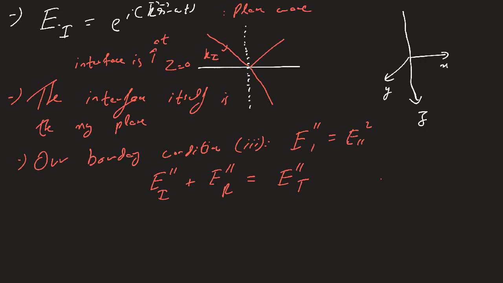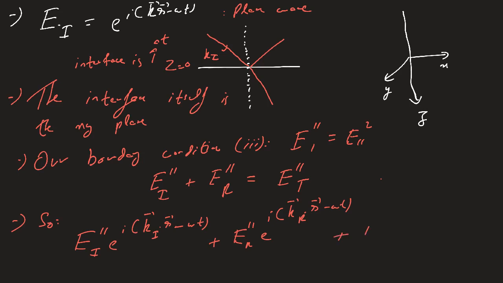So we can write this as, E incident parallel e to the i of k incident dot r, where r is just the position vector, minus omega t, plus E reflected parallel component e to the i of k reflected dot r minus omega t, is equal to, right, जो अभी हम लोग ने बाउंड्री कंडीशन लिखी है, so equal to E parallel t e to the i of k_t dot r minus omega t, right?